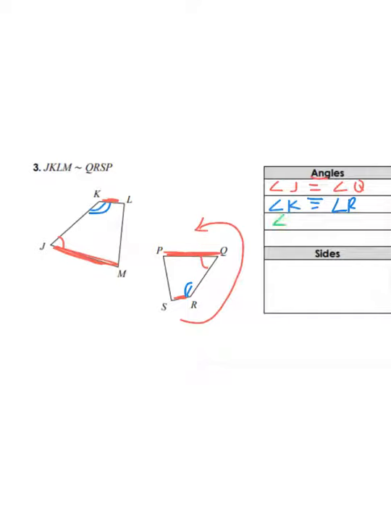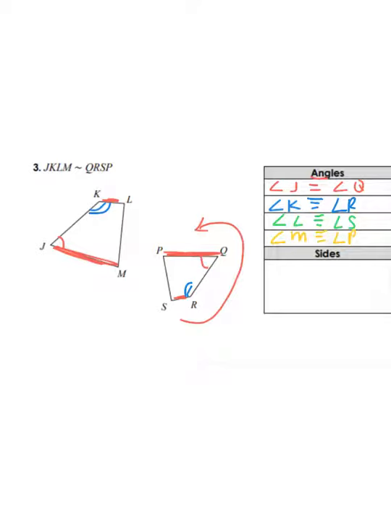Angle L would be congruent to angle S. And angle M would be congruent to angle P. Again, the quadrilaterals are rotated, and that's okay. Alright, and then do sides.